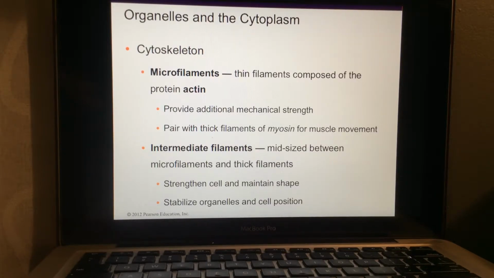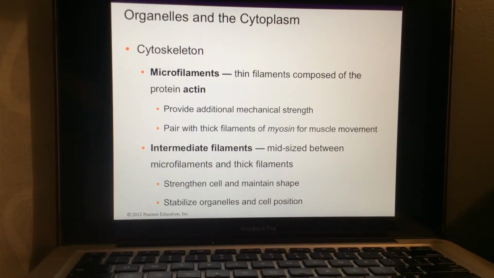So microfilaments are going to be the smallest of the cytoskeletons. It's basically the thin filaments composed of a protein called actin. It has 3 major functions. Provides additional mechanical strength. It does interact with proteins for consistency. So if we have more microfilaments, it's going to be more gelatinous. And then if they're kind of widely dispersed, it's going to be a more fluid concentration in the cell. And then lastly, they're going to pair with thick filaments of myosin for muscle movement.